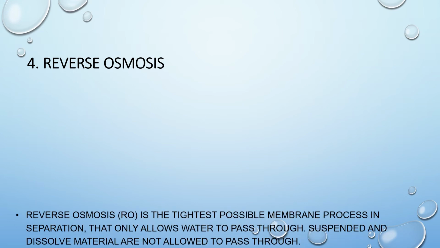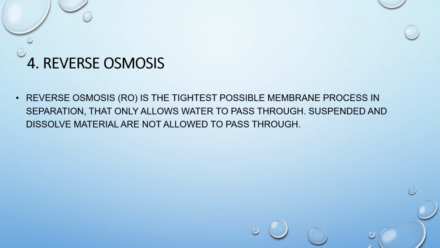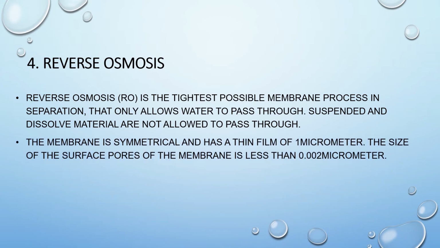The fourth membrane filtration is reverse osmosis. Reverse osmosis is the tightest possible membrane process in separation and only allows water to pass through. Suspended and dissolved materials are not allowed to pass through. The membrane is symmetrical and has a thin film of 1 micrometer. The size of the surface pores of the membrane is less than 0.002 micrometer.